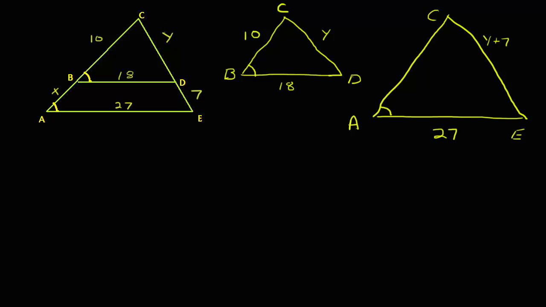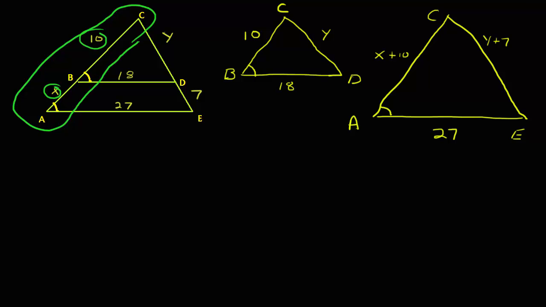And in a fashion that's almost identical to that, we find out that AC is equal to x plus 10. So let's get the right color and say we have x plus 10 here. And the reason that's x plus 10 is because BC is 10, AB is x, so the whole length of AC is going to be x plus 10.